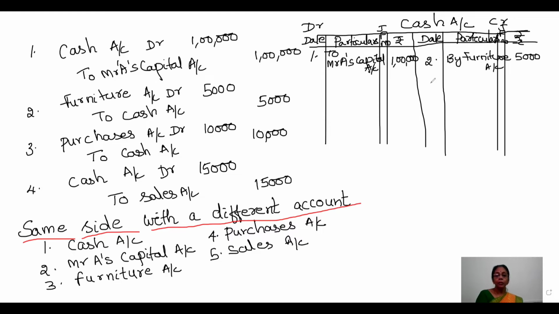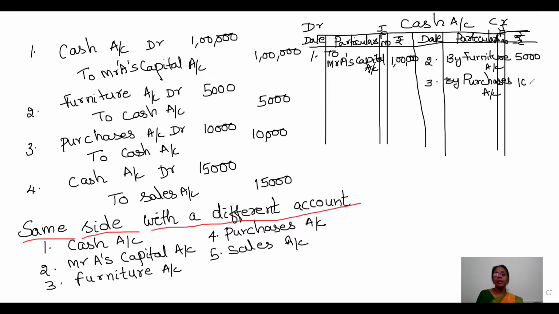Now, take a turn to help me do the third part of the transaction. What does it read? Purchases account debit to cash account. So which side is the cash account on? It is on the credit side. So you are expected to post it on the credit side. So while posting, what will you say? You will write it as By purchases account.